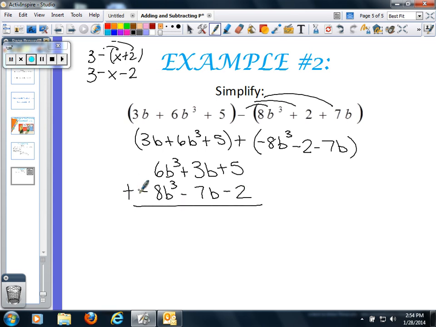And now I'm going to add them together. So this is going to be negative 2b to the third minus 4b plus 3. And there is my simplified form of this subtraction problem.